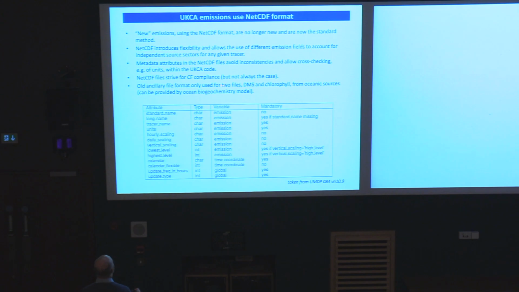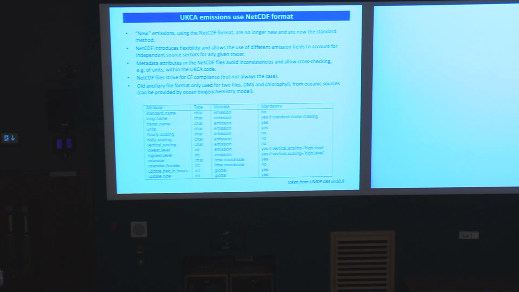But we're getting there. The old ancillary files are only used for two remaining files from oceanic sources, DMS and chlorophyll. And the reason for that is that they are actually not emission files, but they are files that contain seawater concentrations of these, from which the model then calculates emission fluxes directly. And these concentrations could also be provided by an external ocean biogeochemistry model, for instance, if you run UKCA as part of an Earth system model.